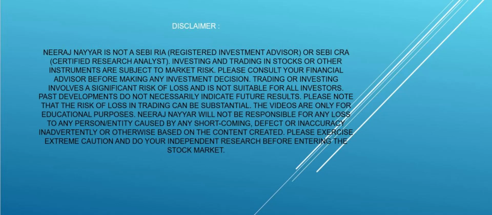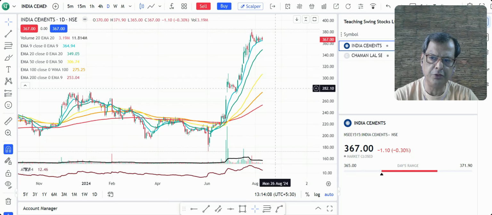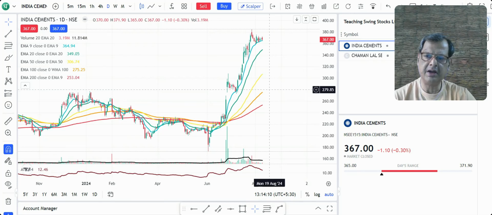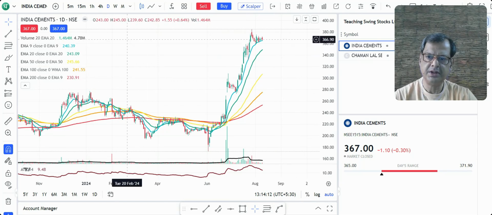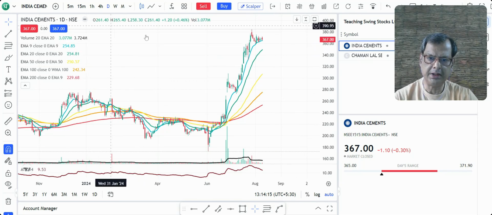I'm here to talk about the three price action trading mistakes that most new traders are likely to make. So, here I have a chart of India Cements. It's a 1 day chart, and basically it's on the daily time frame.